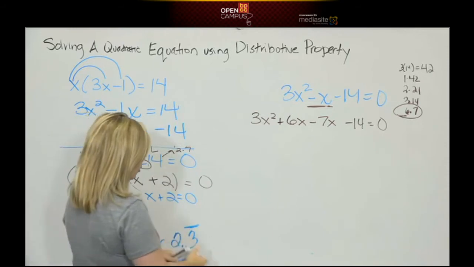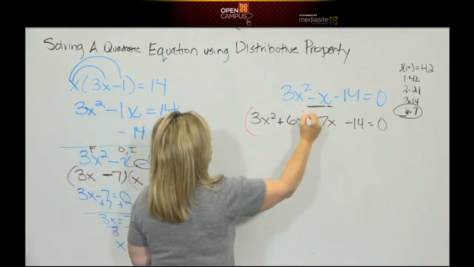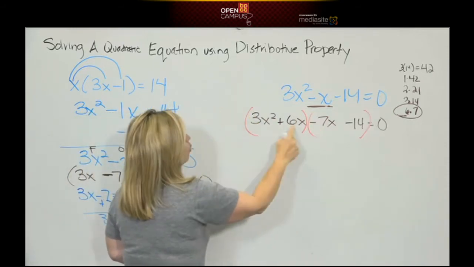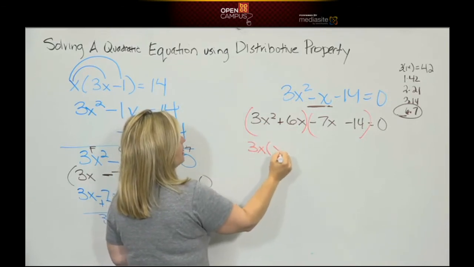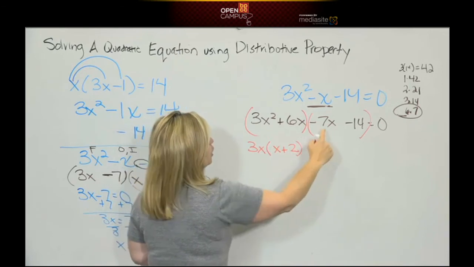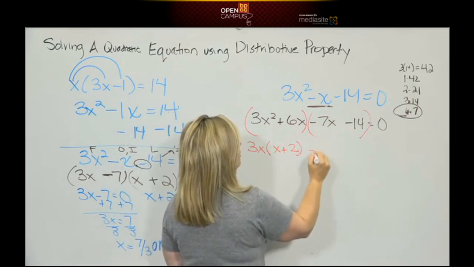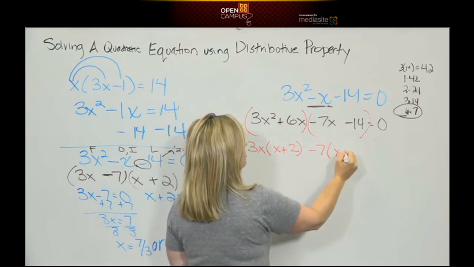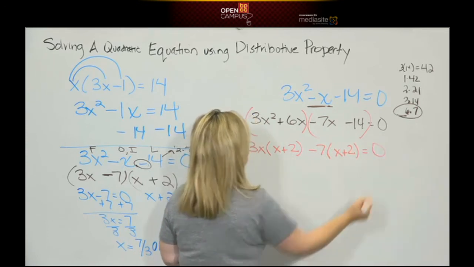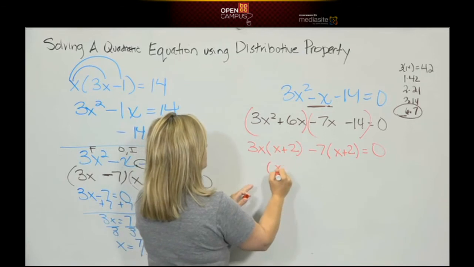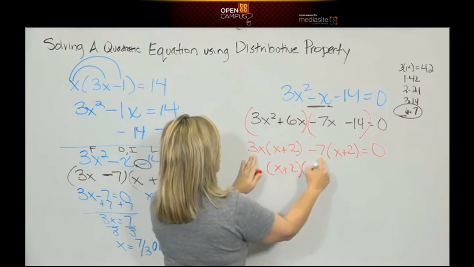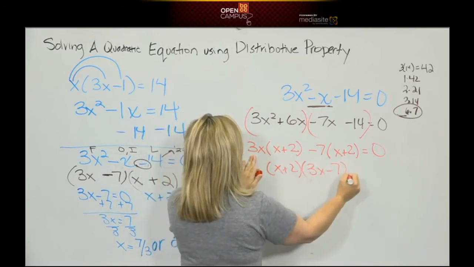Now I could do grouping. Noah's Ark, 2 by 2. What's in common here? A 3x. I'll pull out my GCF. That'll leave me x plus 2. What's in common here? I would divide by negative 7. That would leave me x plus 2. Y'all agree? I would then write my parentheses x plus 2. I would write my other parentheses 3x minus 7.